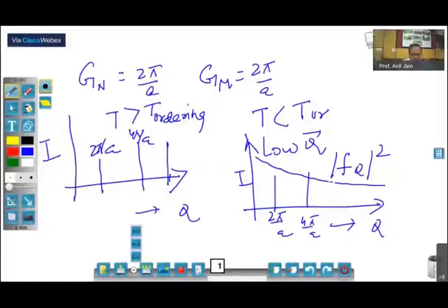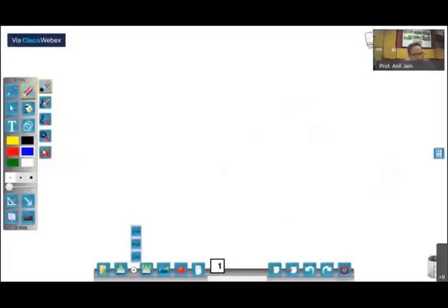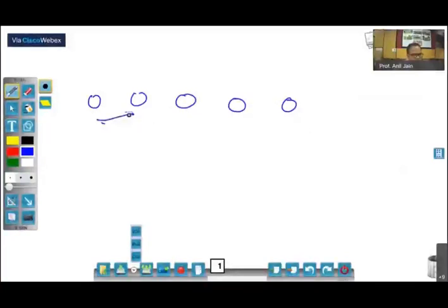Now let me take the other case where your material is ordered in an antiferromagnetic structure. So let me erase this part, and now again suppose you have this one dimension system, and suppose the distance between the nearby atoms is A. So again your nuclear reciprocal lattice vectors are the same.